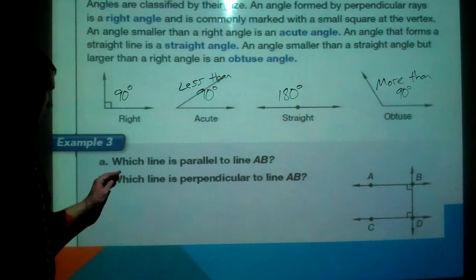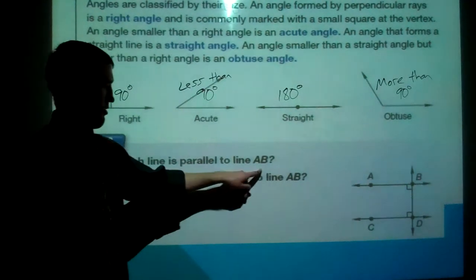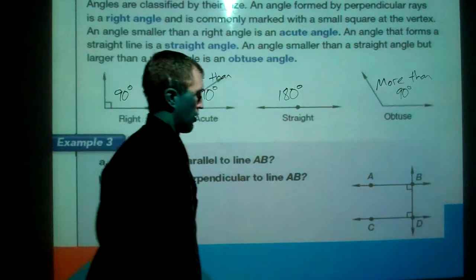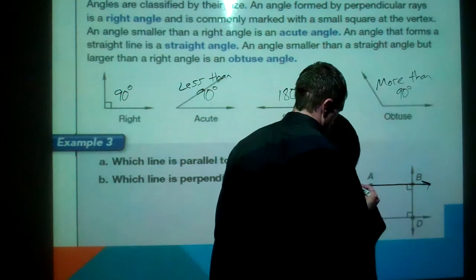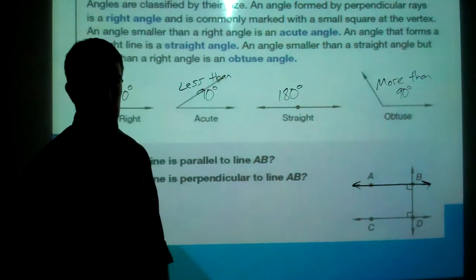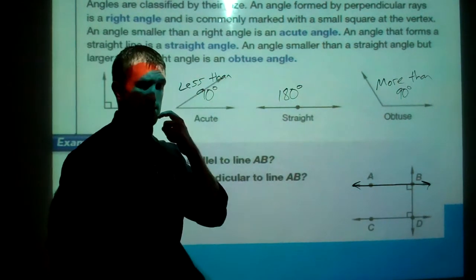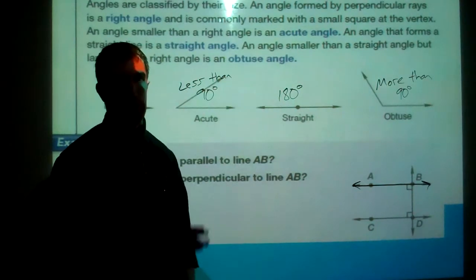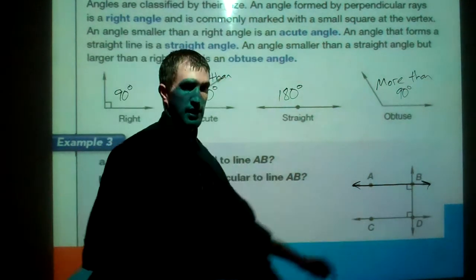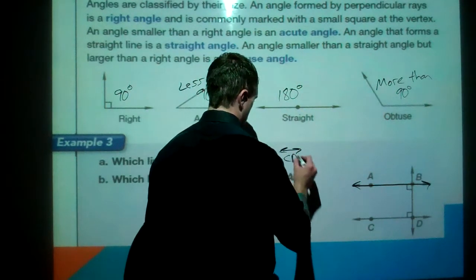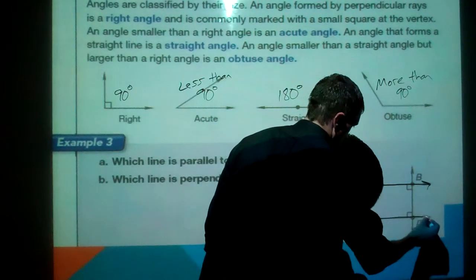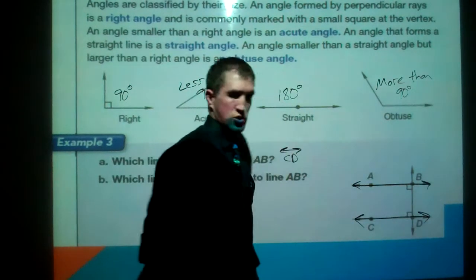If we look at A real quick here, which line is parallel to line AB? Well, here's line AB. Which one is parallel to it? That means which one is never going to touch line AB. They will not intersect, and that would be line CD. As we can see, those will never touch.